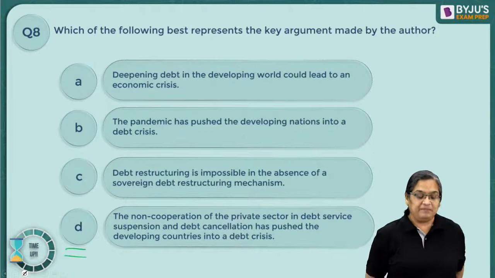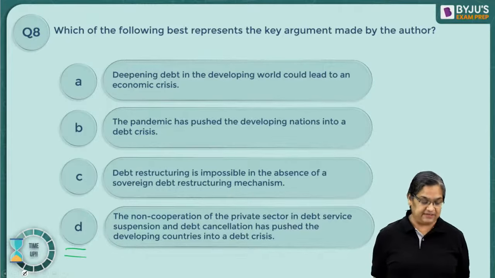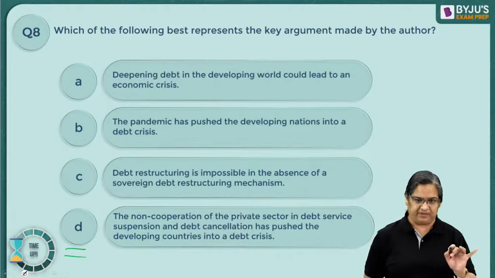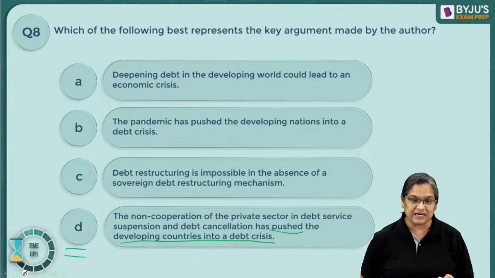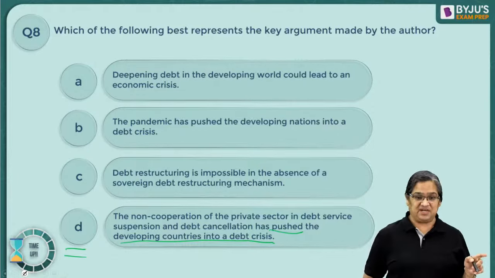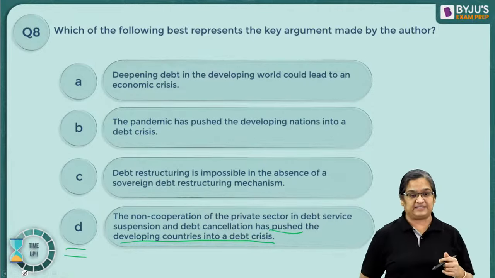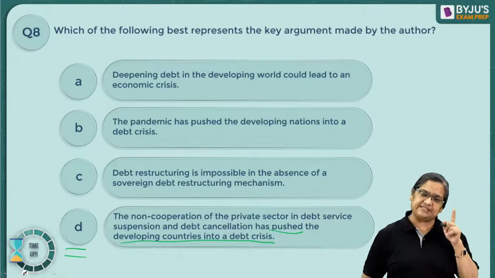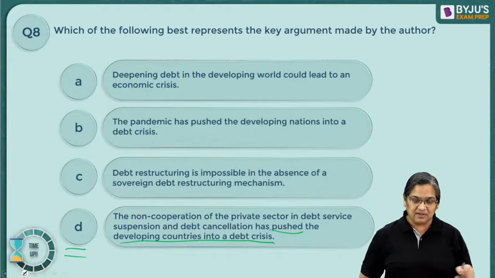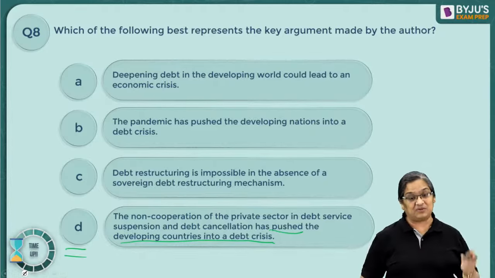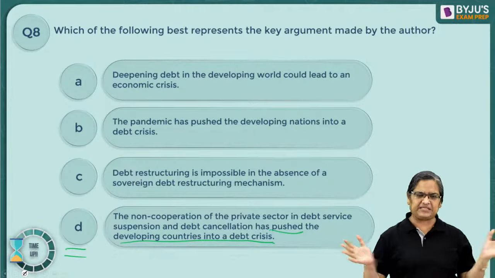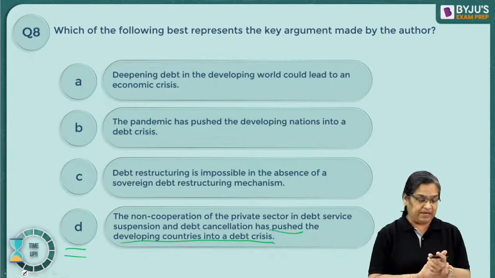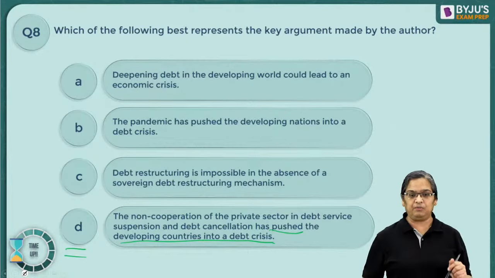Let's start with D. The non-cooperation of the private sector. Do you think? Yes, this is a point. But did it push the developing countries into a debt crisis? It's made the crisis worse. It's not helping resolve the crisis. What pushed the countries into a crisis in the first place? Not the private sector refusing to cancel the loan. The private sector gave the loans in the first place. They took loans from the private sector, from government institutions, the World Bank, every place they could, they took money. So D is not the key argument.